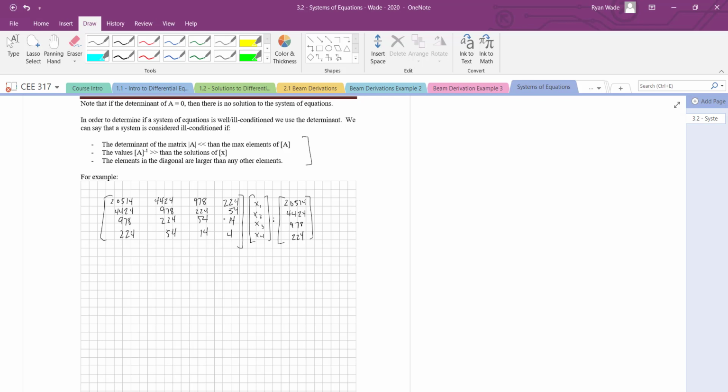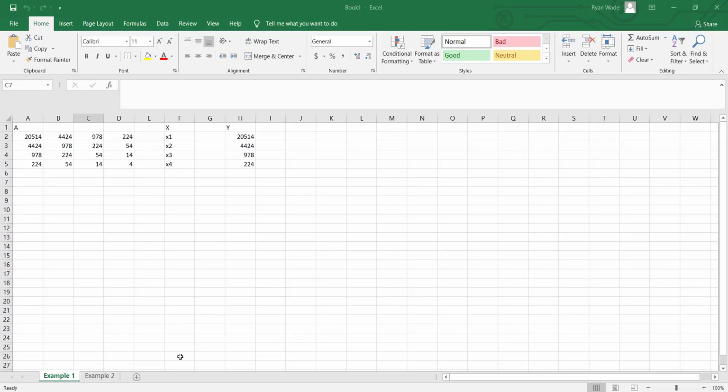So it's much, much bigger. It's orders of magnitude bigger. So therefore, this is already looking like an ill-conditioned system. So what I've done is I've gone ahead and put it into Excel. And in order to solve this, we can do two things. The first thing I'm going to do is calculate the determinant.